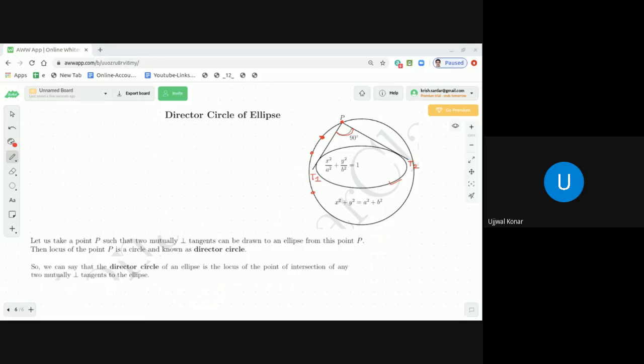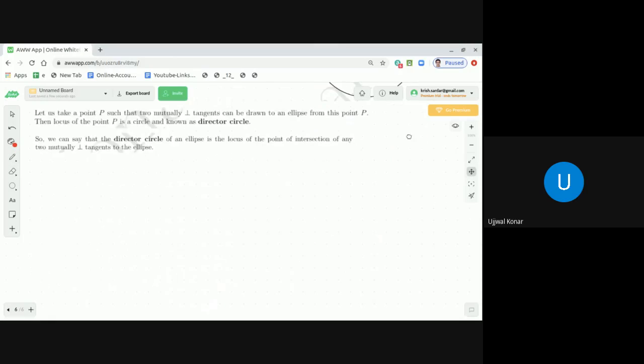Now, let us concentrate on finding the equation of the director circle. So let us now derive the equation of the director circle corresponding to the ellipse x square by a square plus y square by b square equal to 1. How we are going to derive it, let's see, and you will find it very interesting and very straightforward as well. As the equation of the ellipse is x square by a square plus y square by b square equal to 1, let us take an arbitrary point alpha comma beta outside that ellipse.